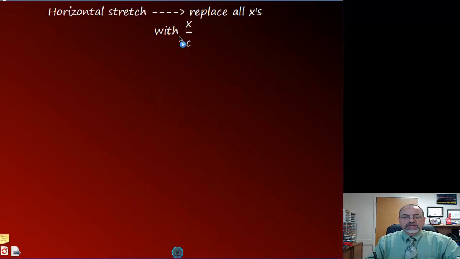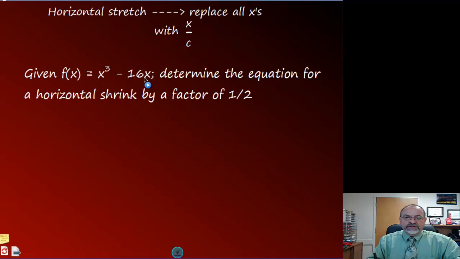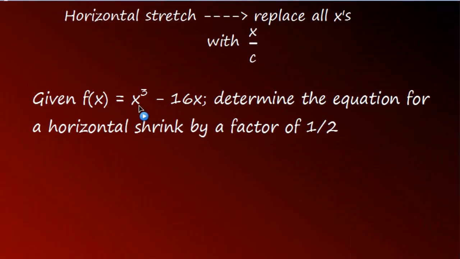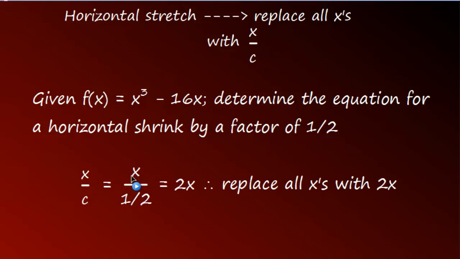Okay, so let's look at horizontal stretches first. We just said that we're going to replace all x values with x over c. So if we're given the function x cubed minus 16x, how would the equation be affected if we're going to shrink this by 1/2? Well, remember, if we're going to shrink it by 1/2, we're going to replace every x with x over c. So if I put x over c, that's x over 1/2. Now, we don't want to leave a fraction in a fraction, so we simplify this fraction, and that simplifies actually to 2x.